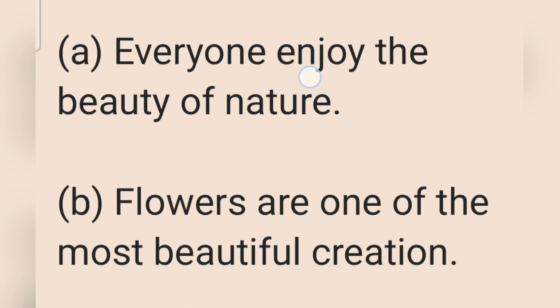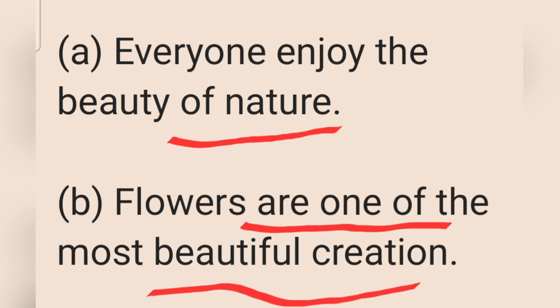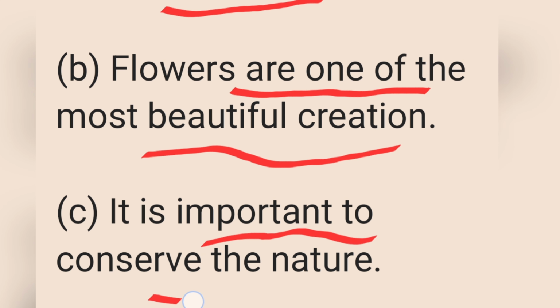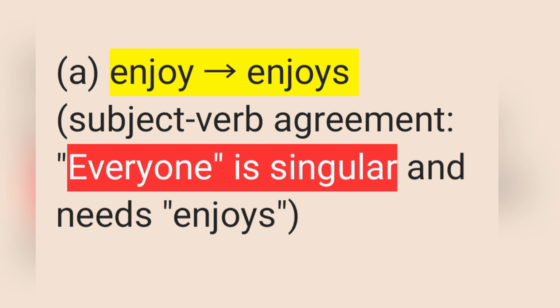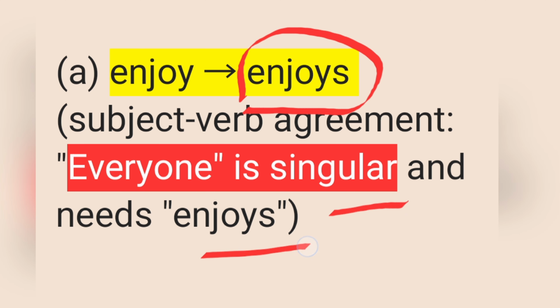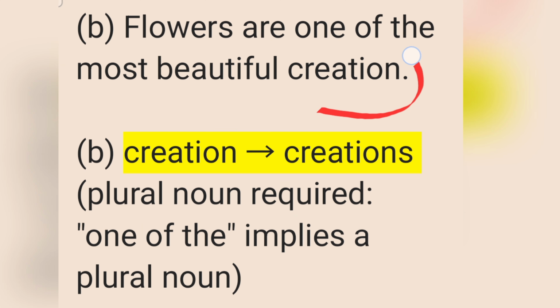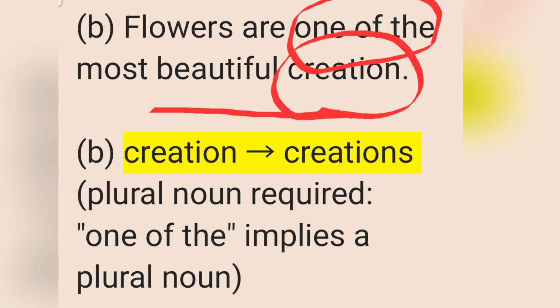Now the second question. A. Everyone enjoy the beauty of nature. B. Flowers are one of the most beautiful creation. C. It is important to conserve the nature. So the error here is in enjoy because it will become enjoys. Why? According to subject verb agreement, everyone always takes a singular verb. Now in sentence B, creation will become creations because a plural noun is required after one of the. We have done it right now that whenever one of the comes, it always takes the plural noun.